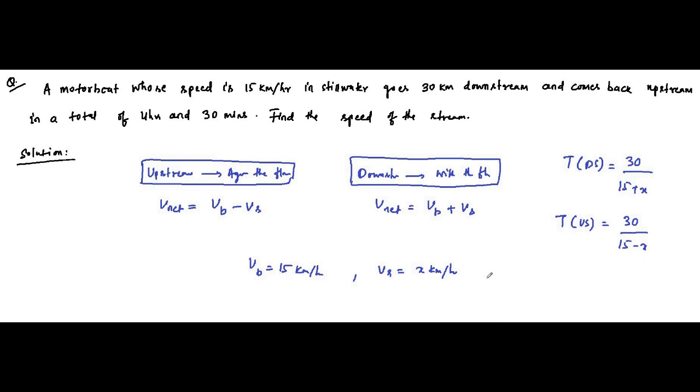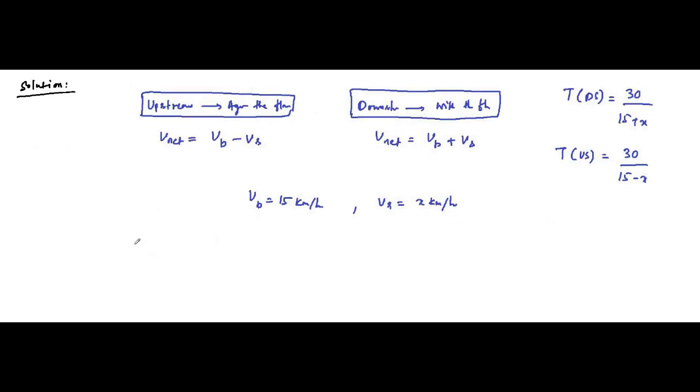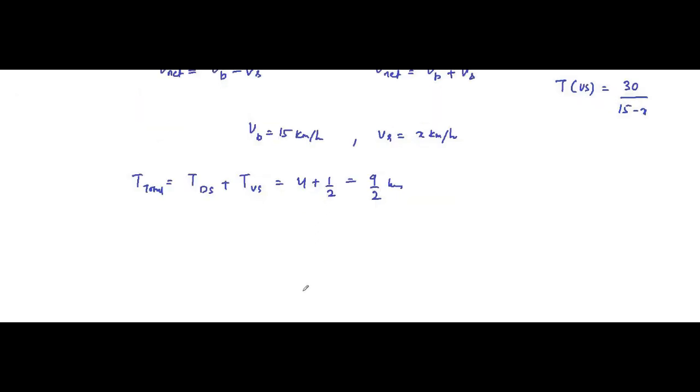So according to the question, this total time, that is t downstream plus t upstream, is 4 hours 30 minutes. That is 4 plus 1 by 2 hours, that is 9 by 2 hours. So here it is 30 by (15 plus x) plus 30 by (15 minus x) is equal to 9 by 2.